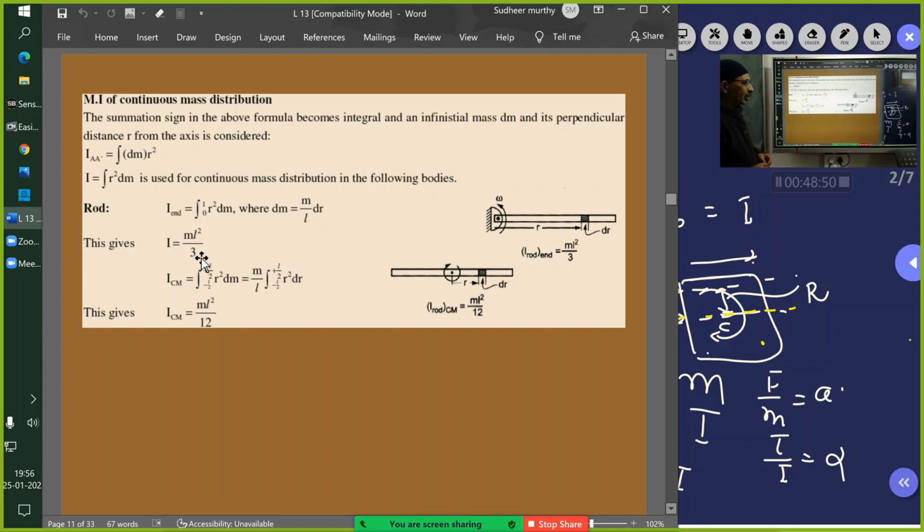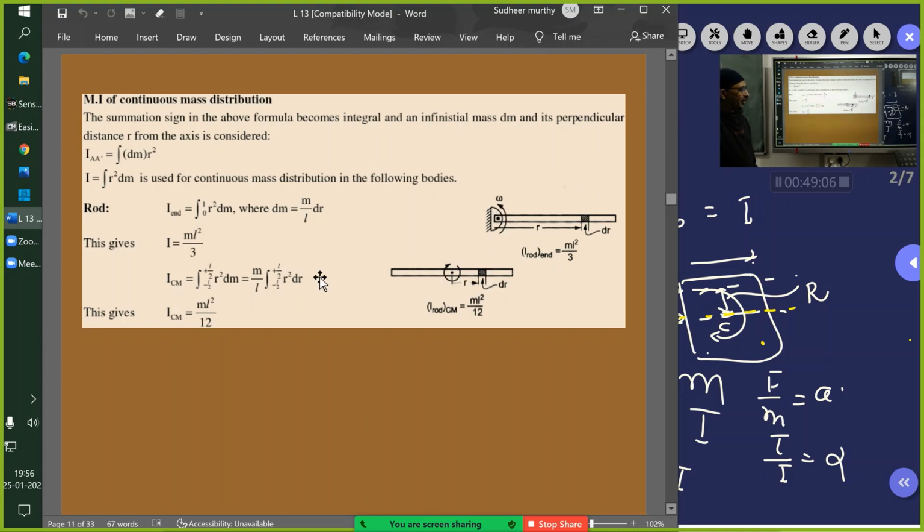Got it, sir. Because you have to do a lot of derivations, and I have already done this, I'm sure. So this is as far as the rotation about this axis, at the edge, is concerned.